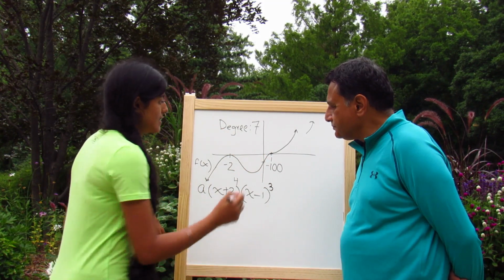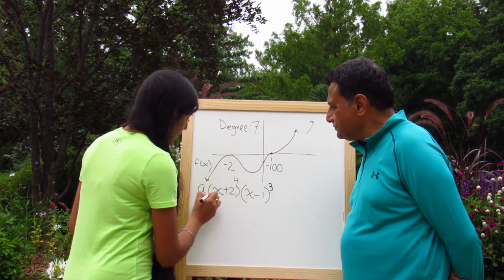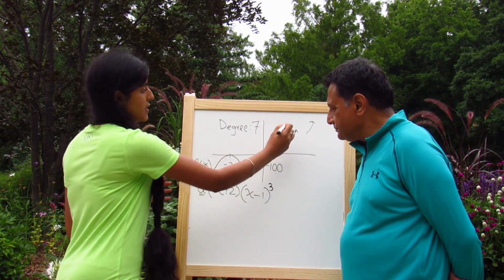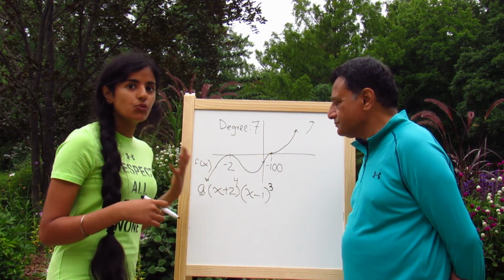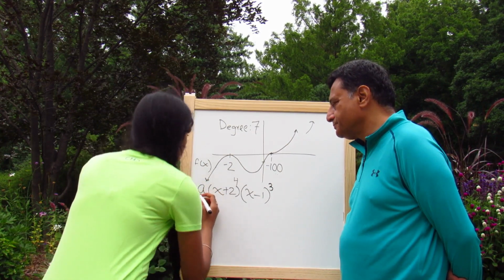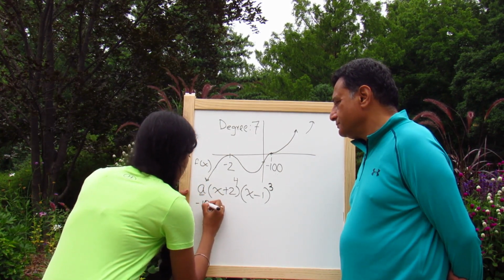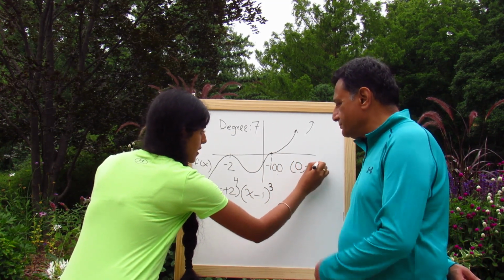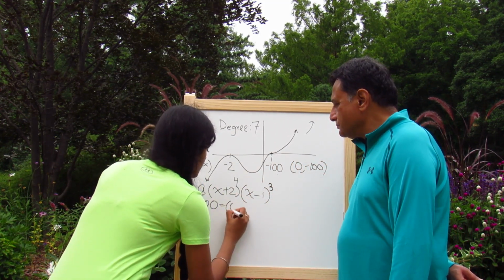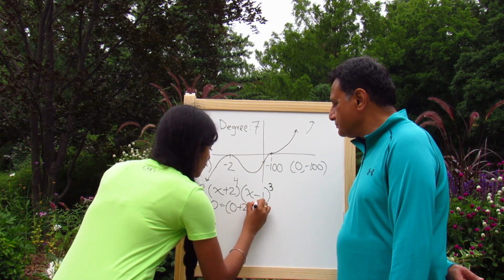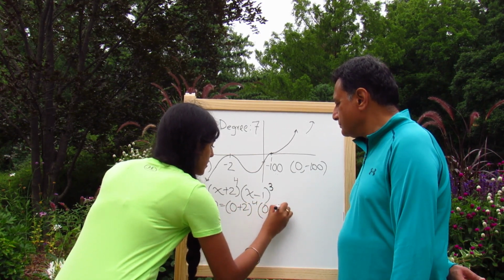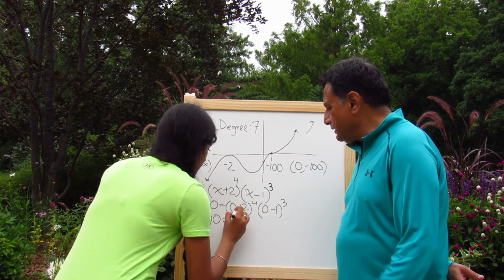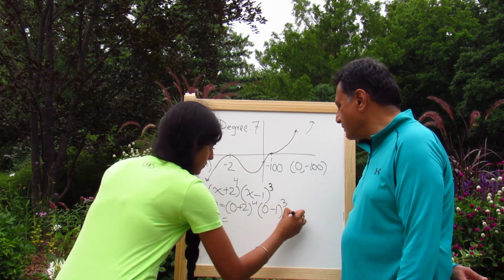Now, we can utilize this point to find what the value of a is. Just knowing that the leading coefficient is positive because the right side is up is not enough. We have to know the value. So why don't we use negative 100, because that's our y-intercept, remember? 0 and negative 100. Negative 100 equals a times 0 plus 2 to the power of 4, times 0 minus 1 to the power of 3.